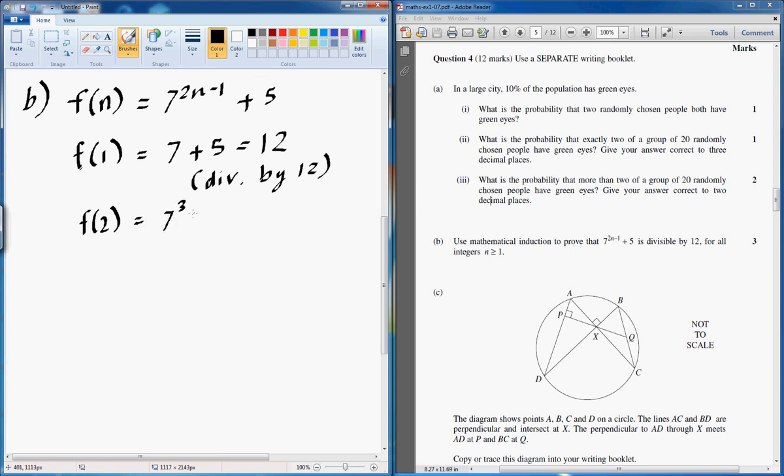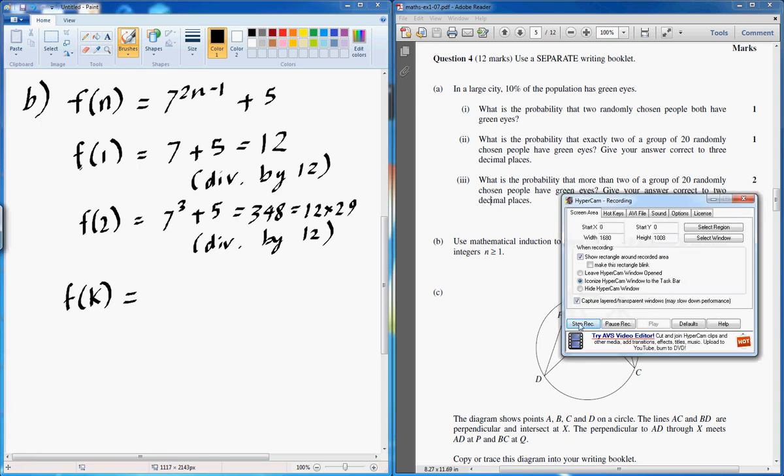We have to do one more before we do k. So f of 2 is going to be 7 to the power of 3 plus 5. Now I plug this in the calculator and it turns out to be 348, which is equal to 12 times 29. So that means divisible by 12 again. Now we go ahead and do f of k. I'm going to pause this for now, and we'll come back in part 2 of the video.